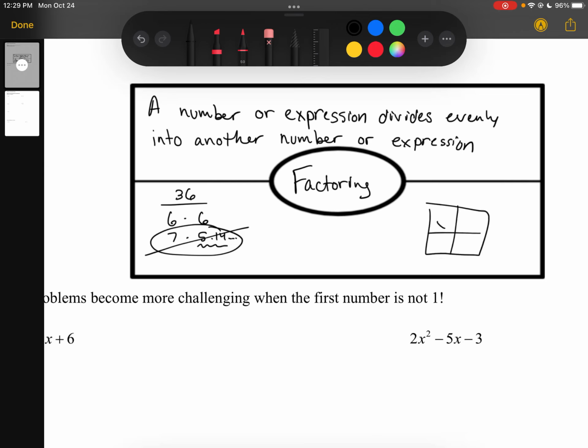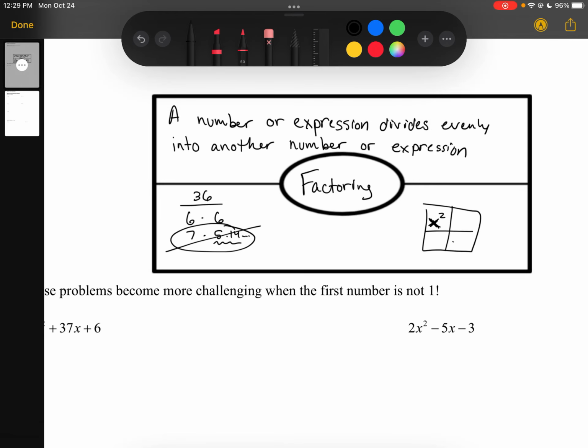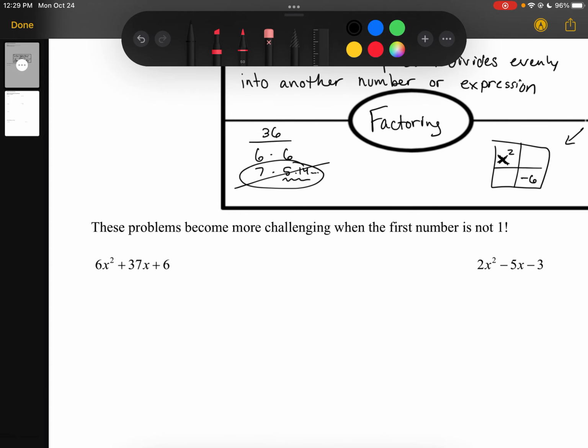So we're just looking for things that can cleanly divide into each other. Now, yesterday, we were looking at boxes and looking for terms, using what we have to fill in the rest of what's there. That's the goal today, trying to fill in the rest of the boxes based off of what we have. The problems become challenging, and we can't use what we used in our last lesson, when the first term next to x squared is no longer a 1. There is a number there instead.